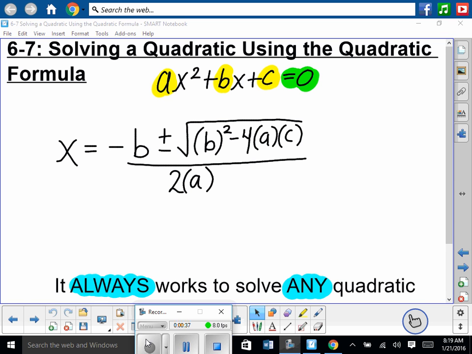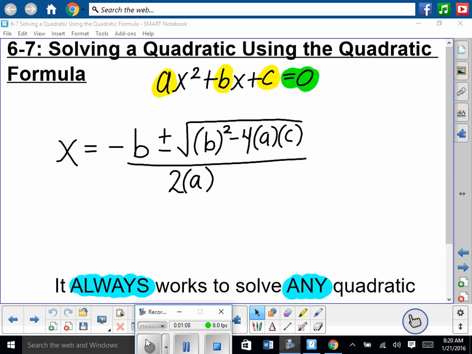But there are two things that have to be true about the quadratic. First of all, it has to be in standard form, ax squared plus bx plus c, and it has to be set equal to 0. The cool thing is, if you're missing bx or missing c, you can still use the quadratic formula. You'll just put in a 0 for b or a 0 for c. But it has to be set equal to 0. Once again, the quadratic formula always works, every single time. No matter what, you can use it. But your quadratic does have to be in standard form.